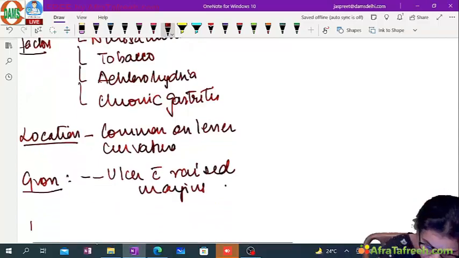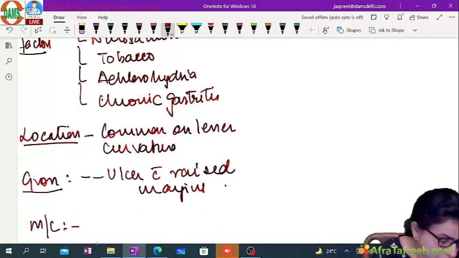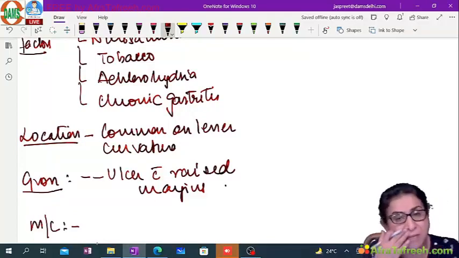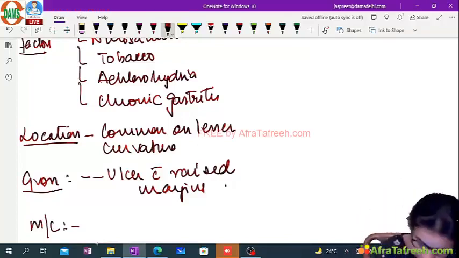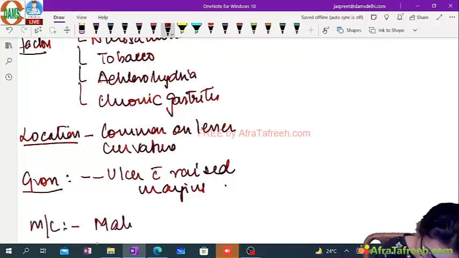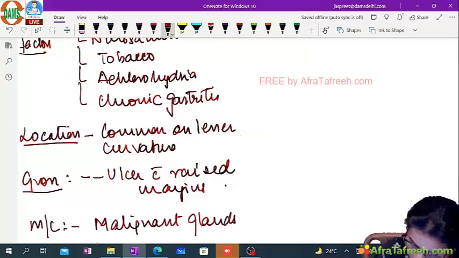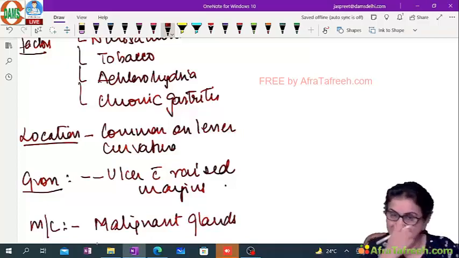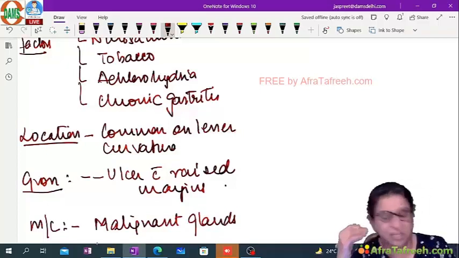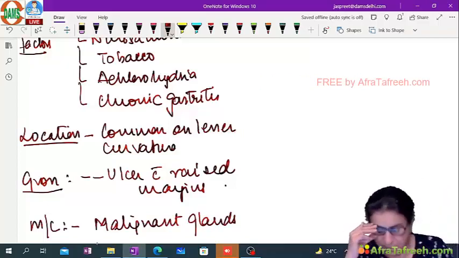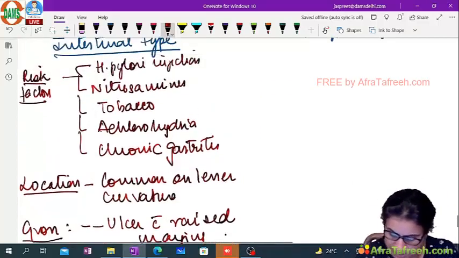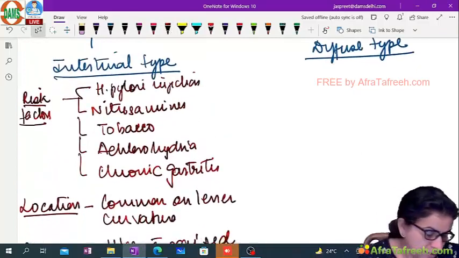And microscopy in intestinal type, what do you see? Microscopically, you see malignant glands. The wall of the stomach is infiltrated by malignant glands.